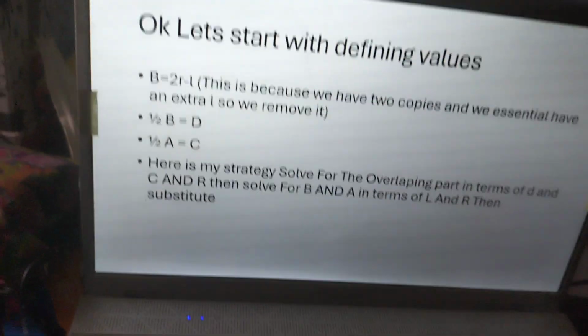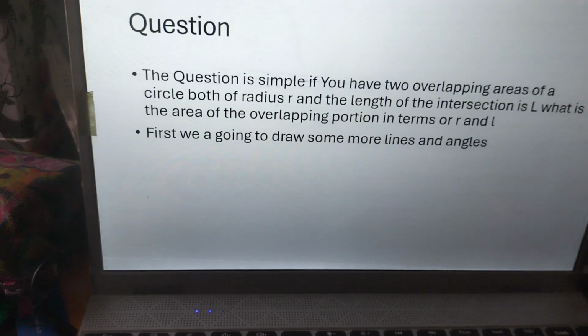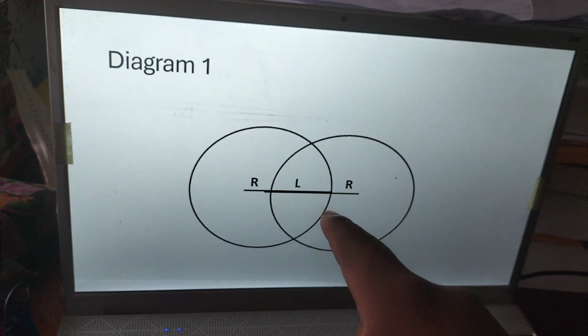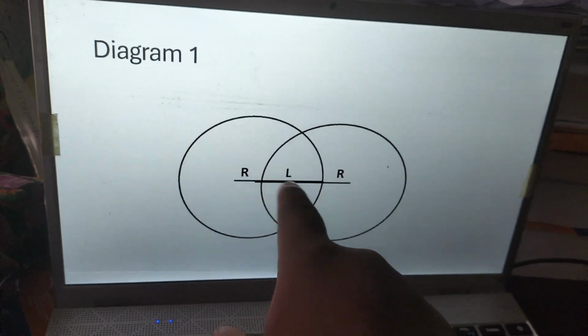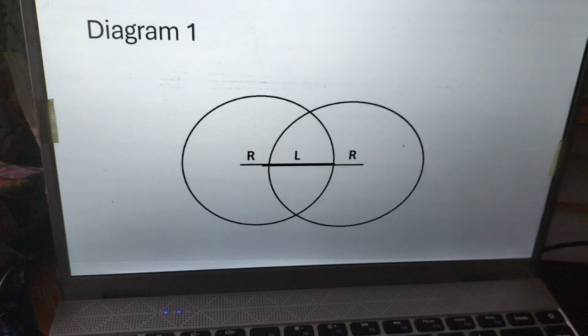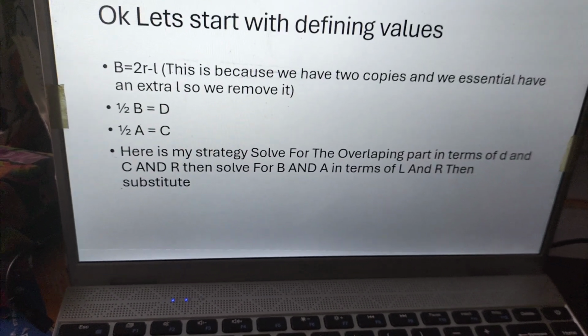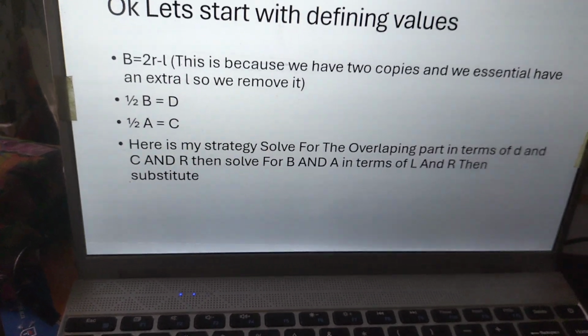So basically, we know that these two are L. We know that because why is that? Basically, let's look here. R, the overlapping section is L, but think about it. We have two layers of L. That's why you can see that this is darker, right? So we have to remove that L. We're then going to denote half B equals D, half A equals C. It doesn't have to do anything. That's just to simplify things.